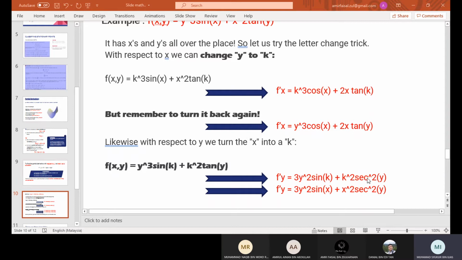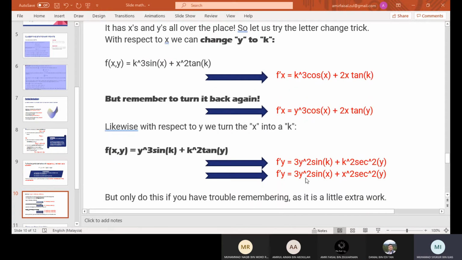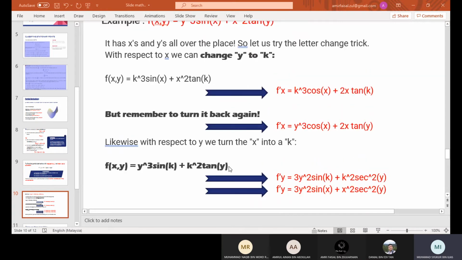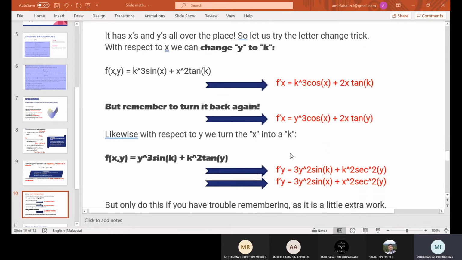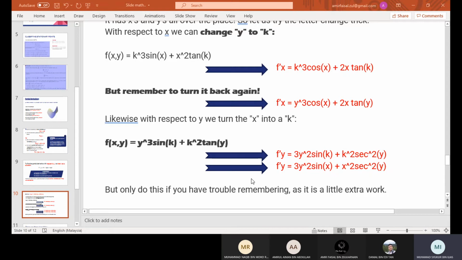And if we continue, the last result will be f prime y equal to 3y to the power of 2 sin x plus x to the power of 2 sec to the power of 2 y. As you can see, we just change the k back to x. But only do this if you have trouble remembering, as it is a little extra work.